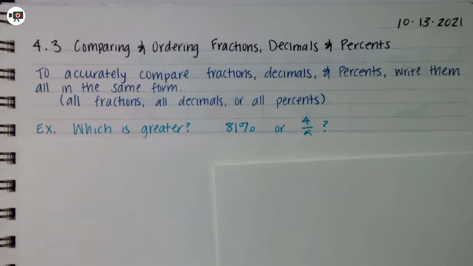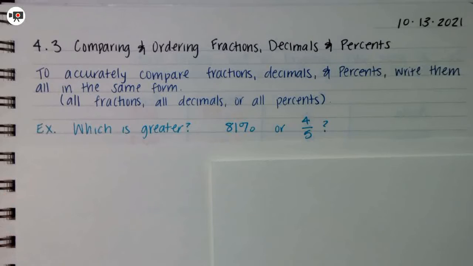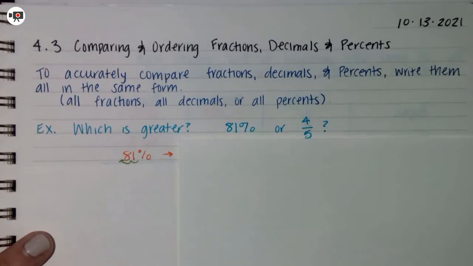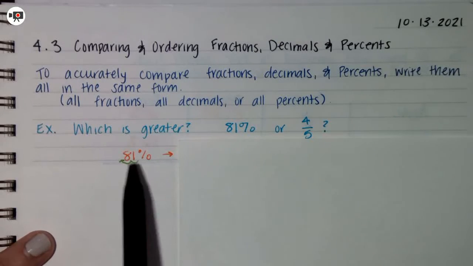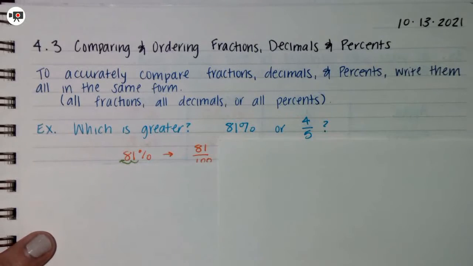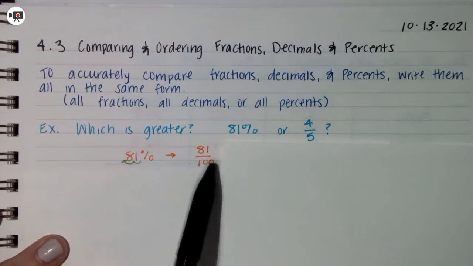Here's an example. Which is greater? 81% or 4/5? We have to have them in the same form, either both as percents, both as fractions, or both as decimals. So I'm going to start with 81%, and I'm going to write that as a fraction. To take a percent and write it as a fraction, you take whatever number that is and put it over 100. If you need help with that, go back to one of the previous lessons and watch that video that tells you how to go from a percent to a fraction.